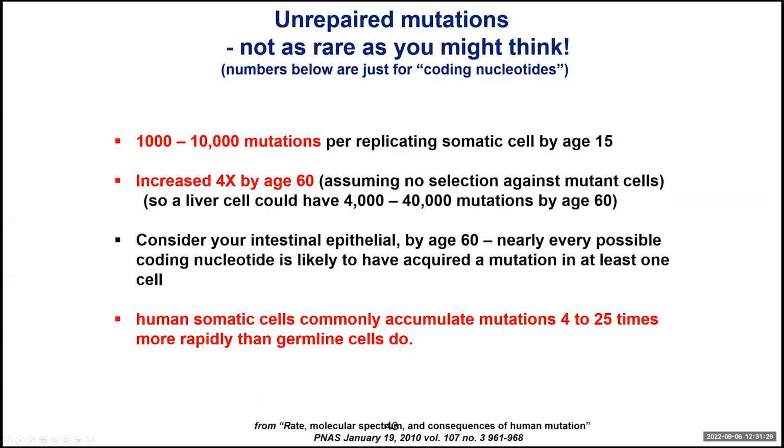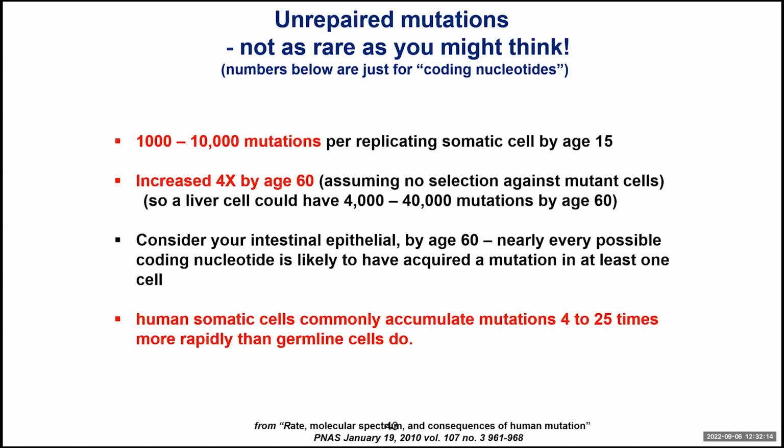Unrepaired mutations, while rare, are not as rare as you might think they are. For example, most people have quite a few of them. In fact, by the time you're age 15, you should have somewhere between 1,000 and 10,000 mutations per replicating somatic cell. That's a lot. And by the time you're 60, you're going to have somewhere between 4,000 and 40,000 in a single cell. So this is why, as you age, you're much more likely to develop progressive diseases, things like cancer or heart disease, because the cells in your body have accumulated somatic mutations over time.